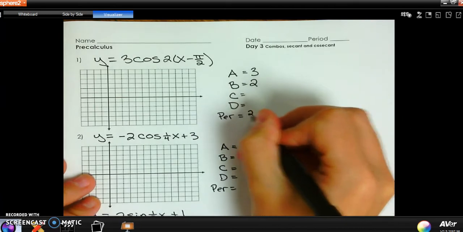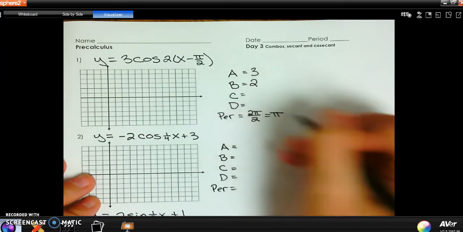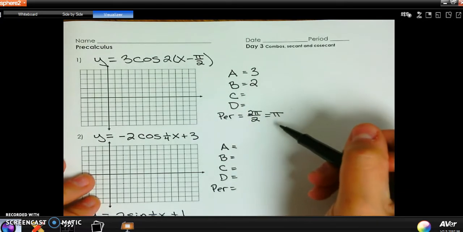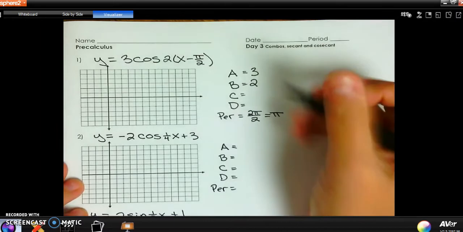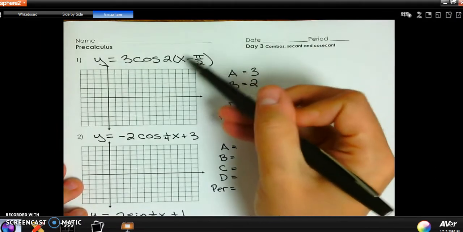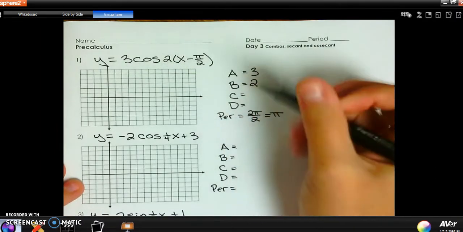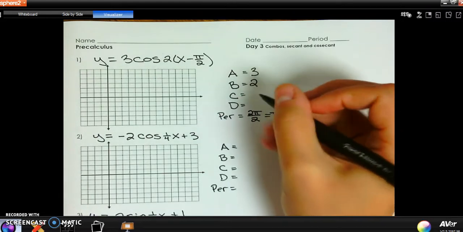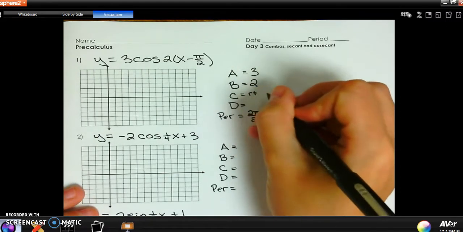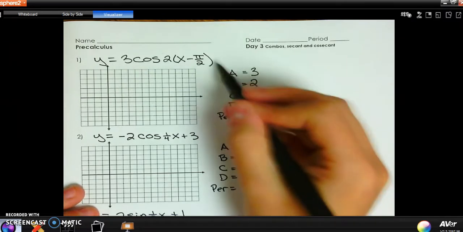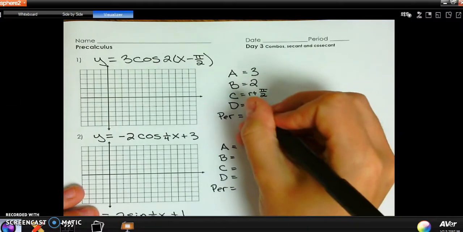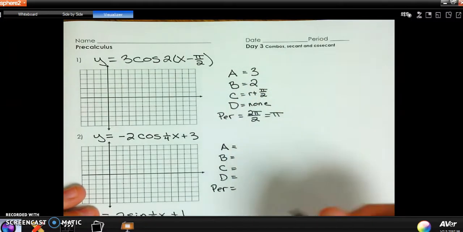Here your period is going to be 2 pi divided by that b value. So here the period is pi. That means I will see one cycle from 0 to pi, which means this is moving faster than the parent function. C is going to be the value in the parentheses as long as that b is already factored out. Here it is a minus, so that indicates you're going to the right by pi over 2. And D, there's nothing added or subtracted, so there's going to be none, or you could write 0 there.